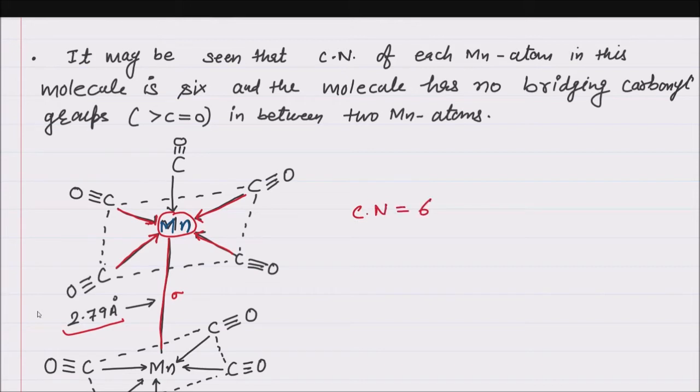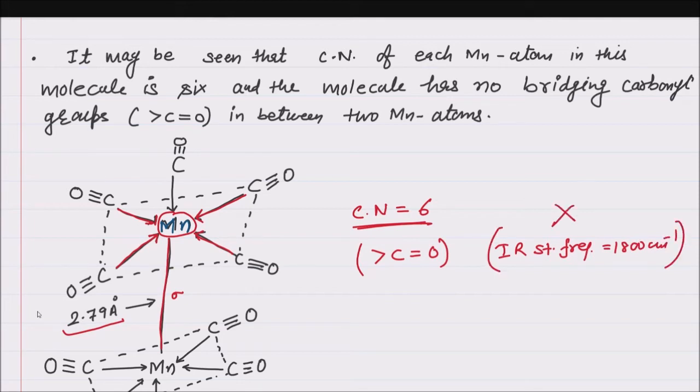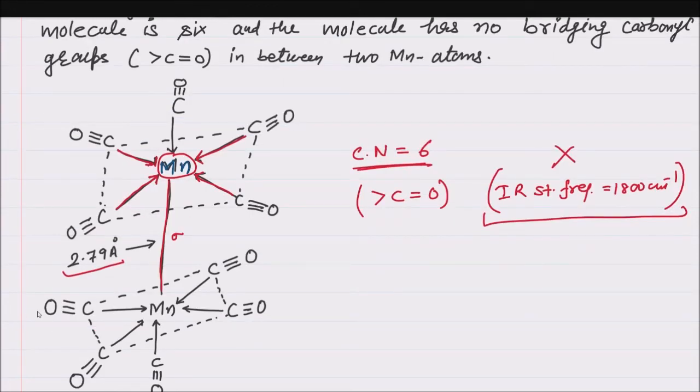The coordination number is 6, and there are no bridging carbonyl groups between the two manganese atoms, because there is no IR stretching frequency around 1800 per centimeter. There is no such frequency. It indicates that there are no bridging CO groups. And keep in mind, this is one octahedron and this one is the other octahedron. So the two octahedra lie at 45 degrees from each other.